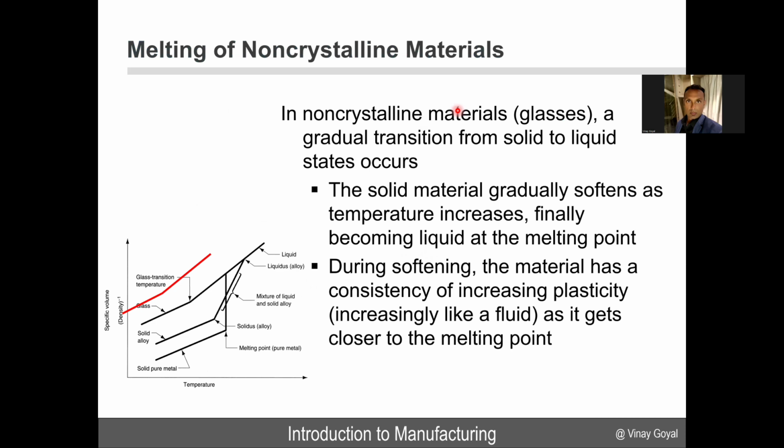The solid material will gradually soften as the temperature increases. Typically that happens at the glass transition temperature. And so as the solid material gradually softens as the temperature increases, it finally becomes liquid at the melting point. However, during softening, the material has a consistency of increasing plasticity as it gets closer to the melting point. As you have more plasticity, it becomes more like a fluid.